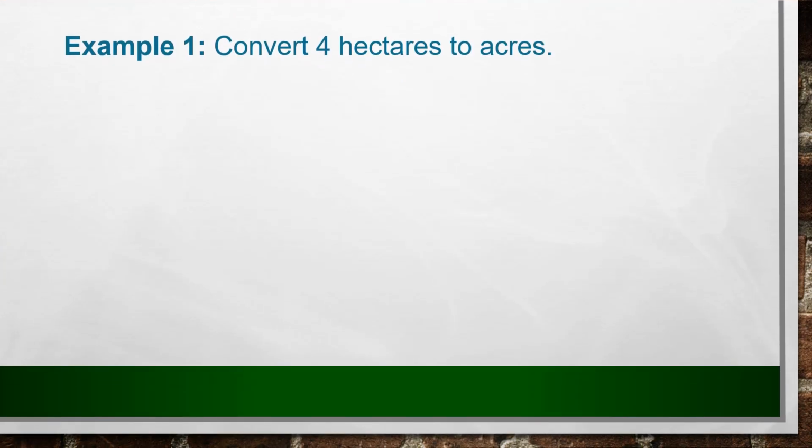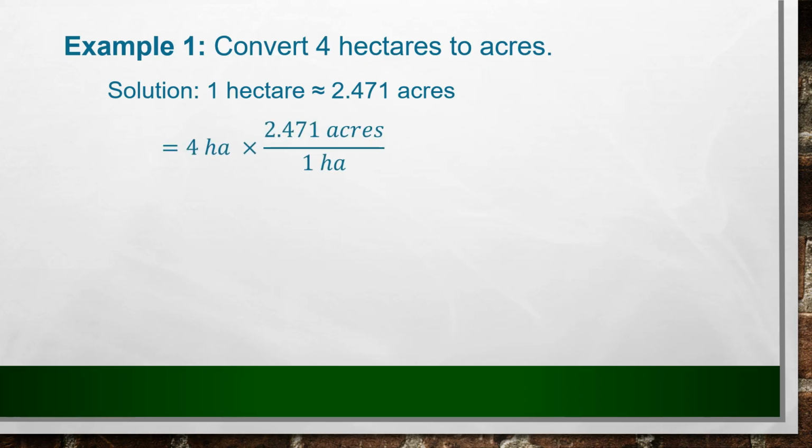Okay, so what about this time? We have area, so hectares to acres. Hectares is a unit for metric. Acres is US customary. Now 1 hectare is approximately 2.471 acres. Since we're converting hectares to acres, we just need to multiply the two. So 4 hectares times 2.471, and that's going to give us 9.88 acres.